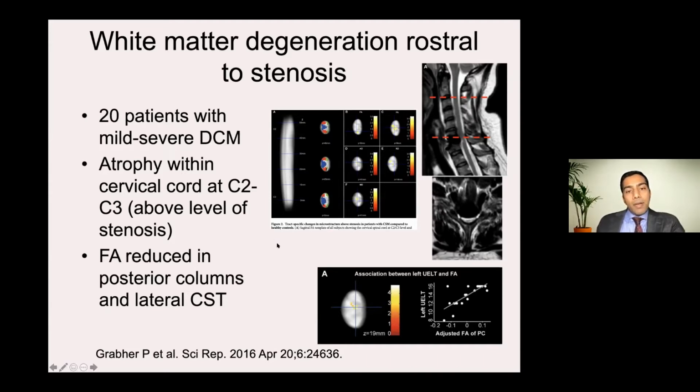And they found that actually they were able to capture atrophy of the white matter and gray matter at C2-3, and the DTI metrics at this level correlated with the light touch sensation and other functional measures. So again, this looks normal on conventional MRI at this level, but the DTI changes here do seem to have some functional relevance in these patients.